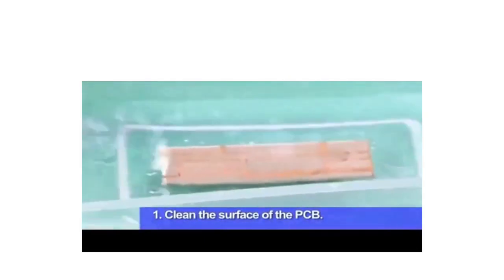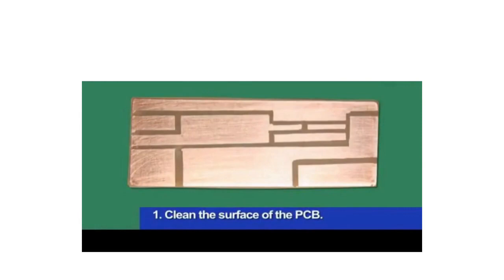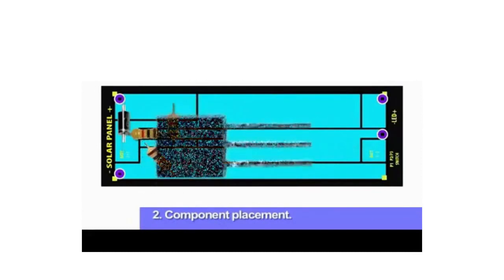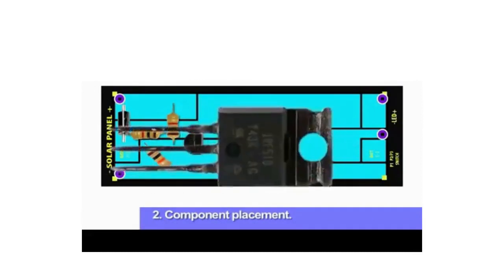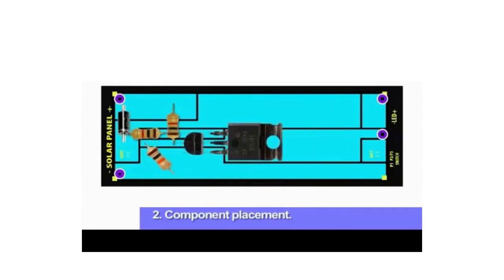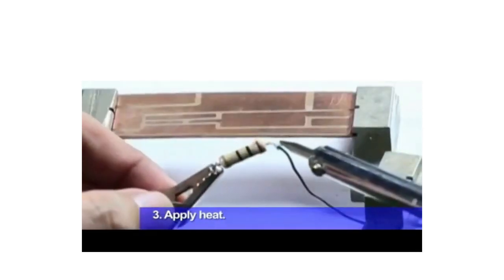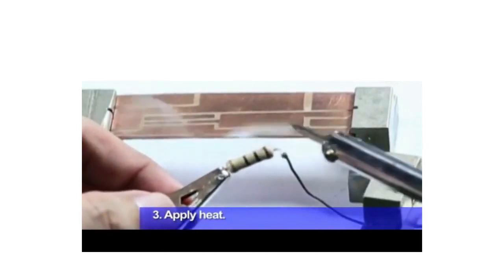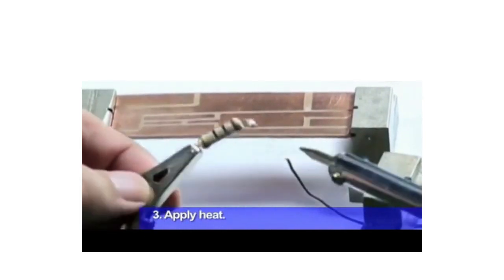Clean the surface of the PCB. A clean surface is very important for a strong, low-resistance solder joint. In general, it is best to start with the smallest and flattest components, and then work up to the larger components after the small parts are done. Apply a very small amount of solder to the tip of the iron. This helps conduct the heat to the component and the board.